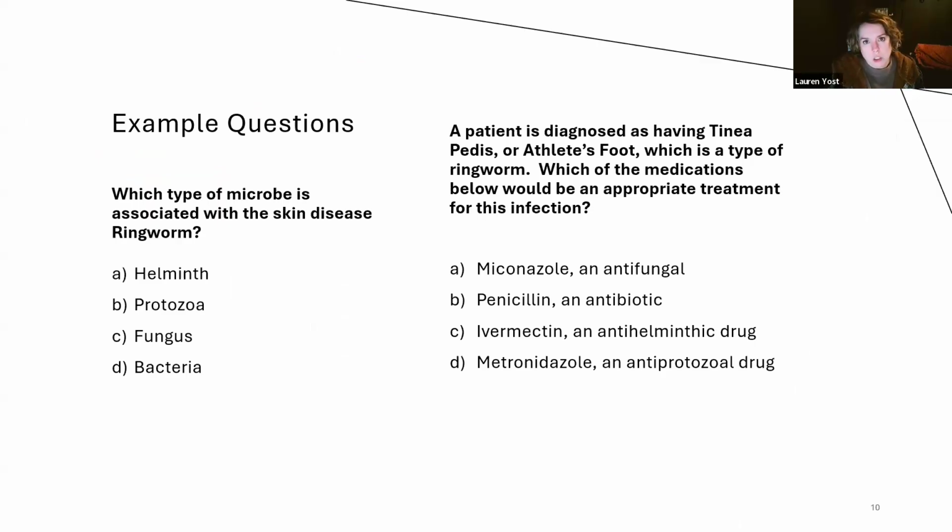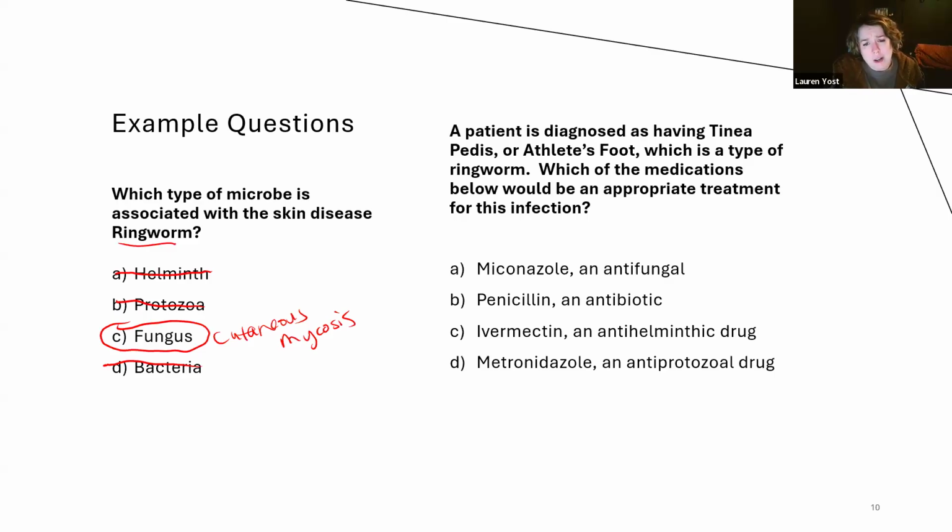Okay, so here are some questions about ringworm. Which type of microbe is associated with the skin disease ringworm? It is not a worm. It's not a helminth. It's not a protozoa. It's a fungal infection. And remember that scientific term is cutaneous mycosis. It's not bacterial. It's not protozoa. It's not a worm, a helminth. It is a fungal infection.